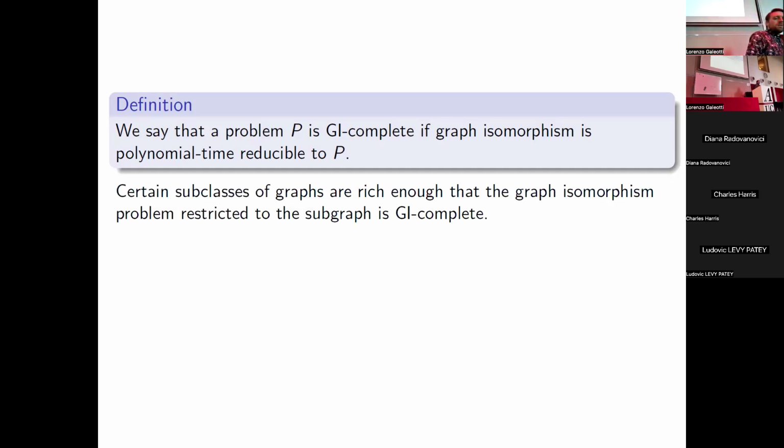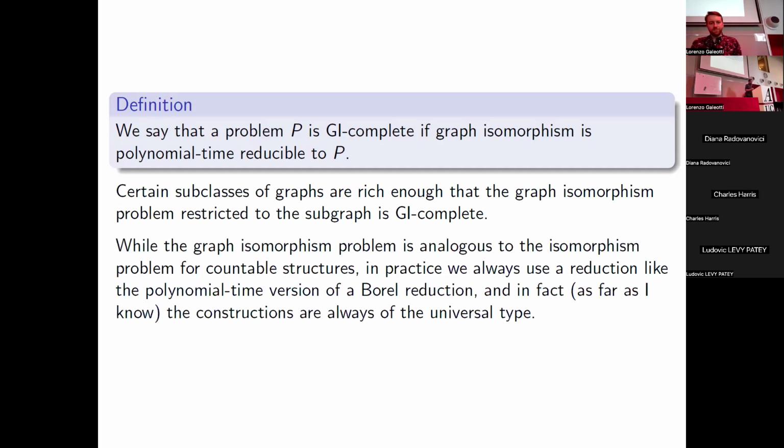So there's this whole industry of studying certain subclasses of graphs and asking, for this subclass, is it rich enough that the graph isomorphism problem for just this particular kind of graph is still graph isomorphism complete? For example, if I take bipartite graphs, is it just as hard to tell if two bipartite graphs are isomorphic as it is to tell if two arbitrary graphs are isomorphic? Or you can do this for chordal graphs or any kind of graph you feel like.